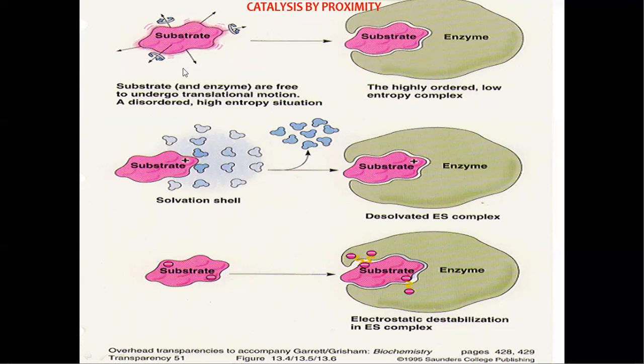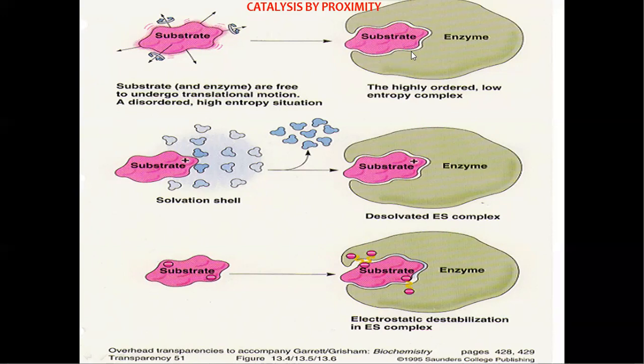Because the substrate molecules present outside the enzyme are disoriented, the entropy depends upon disorientation. If more disorientation is present, it means more entropy. Here, outside substrate molecules have more entropy when compared with the substrate molecules present inside the active site. So why? Because inside the active site, these substrate molecules are properly aligned or oriented, so entropy decreases.